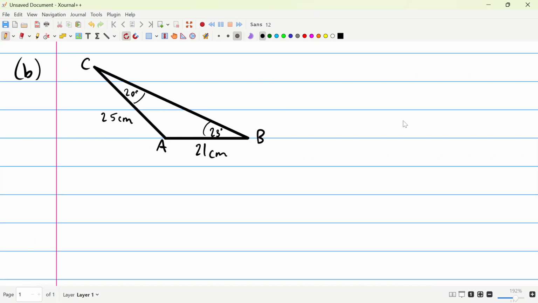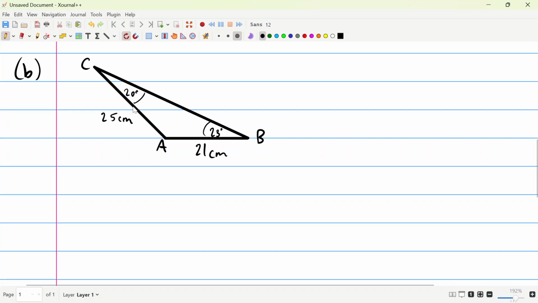Okay. Here's the next one, number B. We have triangle ABC, and notice that they give us two sides, which are 25 centimeters and 21 centimeters. And they give us two angles, which are 20 degrees and 23 degrees. But remember, we need to find the area of this triangle using the area rule. Now remember, we need to know what the angle is between the two known sides in the area rule. Notice they give us two sides, but we don't know what angle A is.